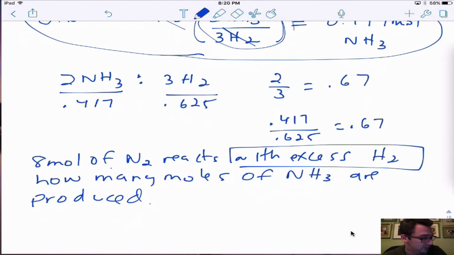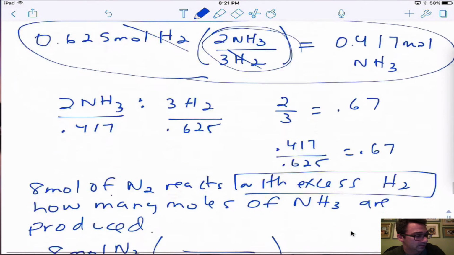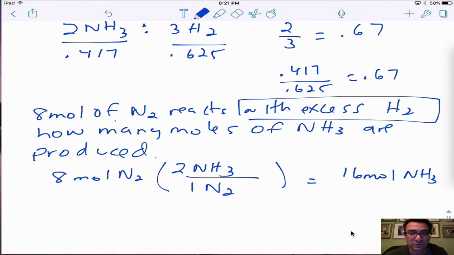We could do the same setup, 8 moles of N2 times, well, I go back to my equation again. This time I'm comparing N2 and NH3. Well, for every 2 NH3s, using the coefficients, I will use 1 N2. This will give me 16 moles of NH3. And so there we have it. We have 2 simple problems. We're using the mole ratio.